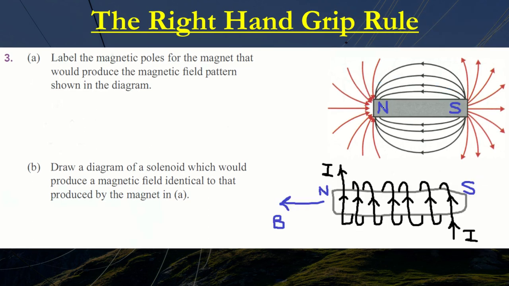Right, so north to south there. This response here is actually incorrect, so the other way around. So that is north there, that is south there, and then you want your field lines going in the opposite direction.